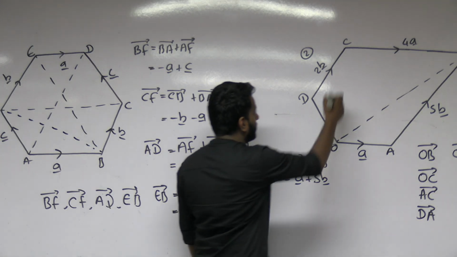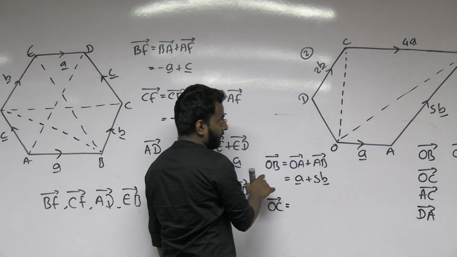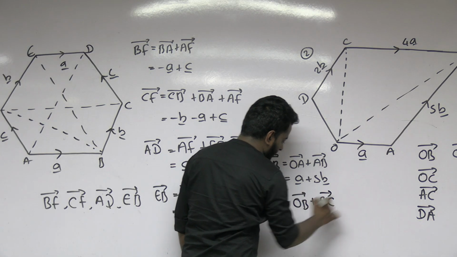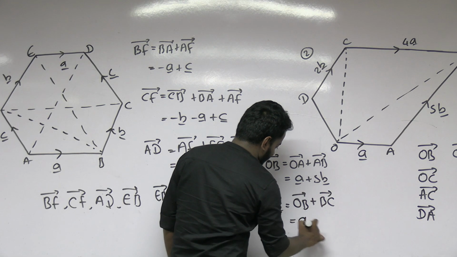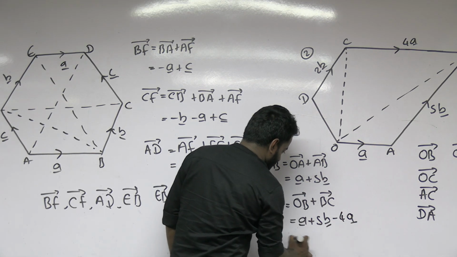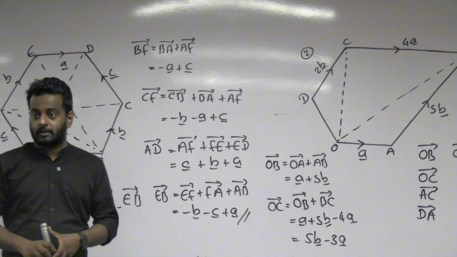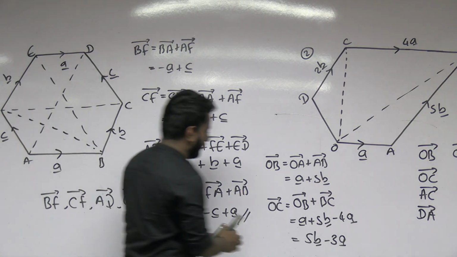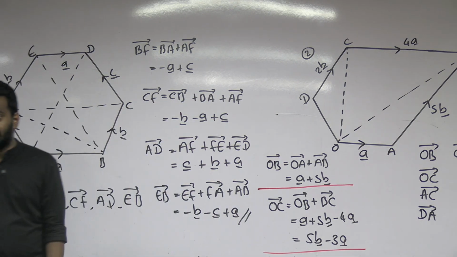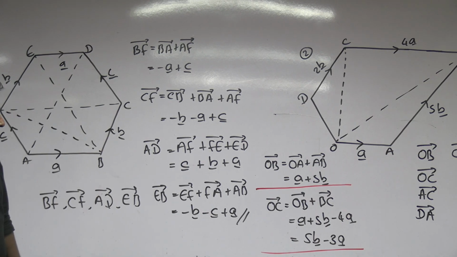And next OC. You can write OC equals, I can directly use OB here. So it's OB plus BC. OB is A plus 5B and BC is the opposite of 4A, which is minus 4A. So this should be equal to 5B minus 3A. Just check whether the answers are correct. Right, so here we have OB, which is A plus 5B and OC, which is 5B minus 3A. Right. So continue with the others. We have AC, DA and OD.